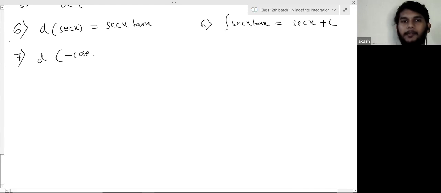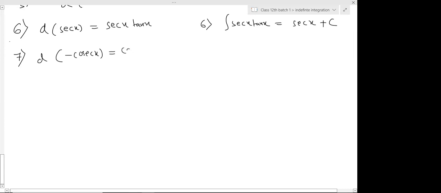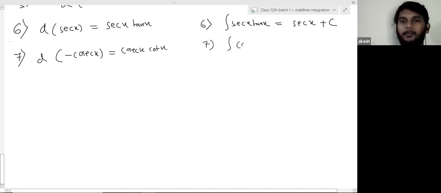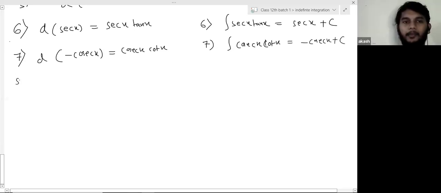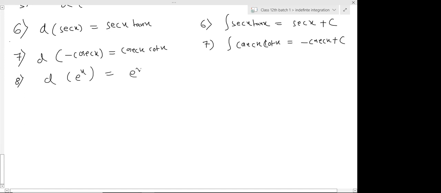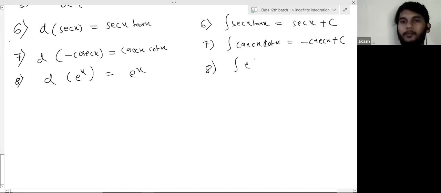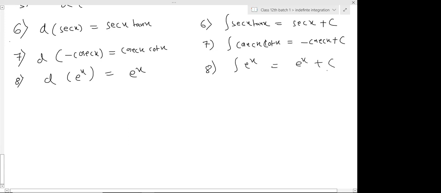Differentiation of minus cosec x is cosec x cot x. Absolutely right. So integration of cosec x cot x is minus cosec x plus c. Who else remains? Differentiation of e raised to the power x is e power x. So integration of e raised to the power x is e power x plus c.